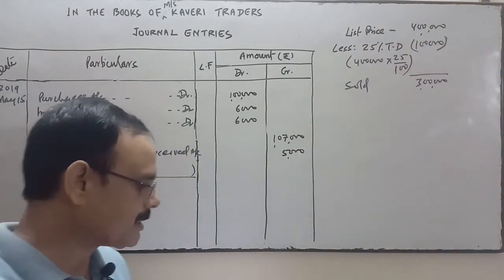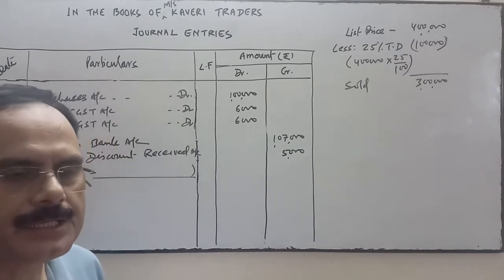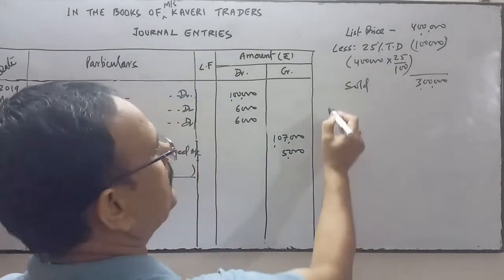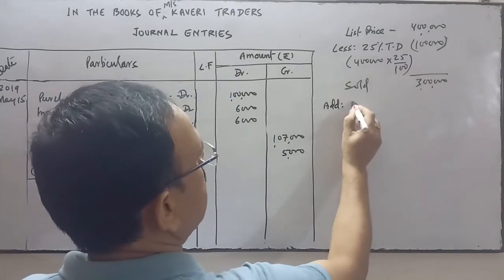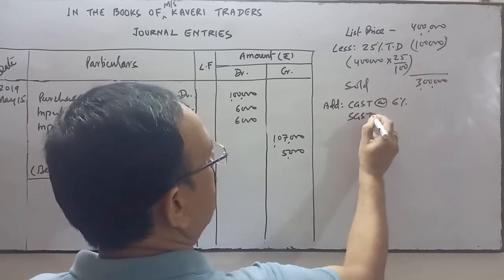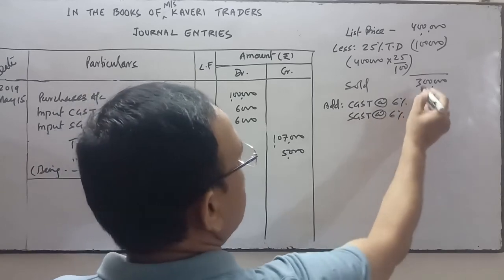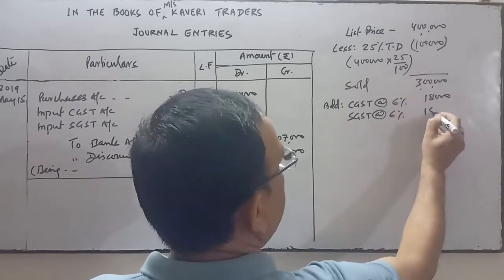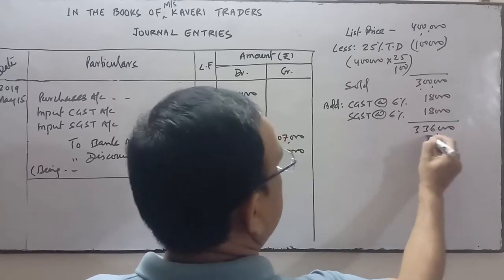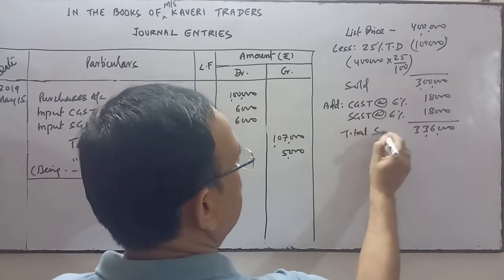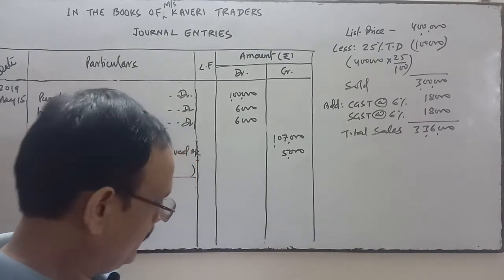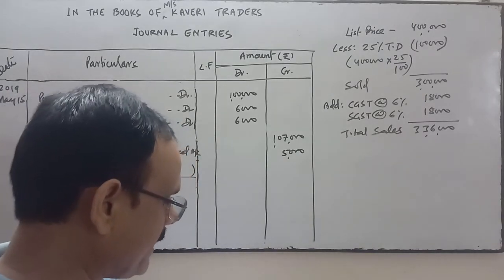And 3% cash discount on sales price. Charge CGST and SGST at the rate of 6%. So add CGST at 6% and SGST at 6%. 6% of this amount is 18,000 and 18,000 respectively. So total is 3,36,000. This is the total sales value including CGST and SGST. Full payment was received by check at the time itself.